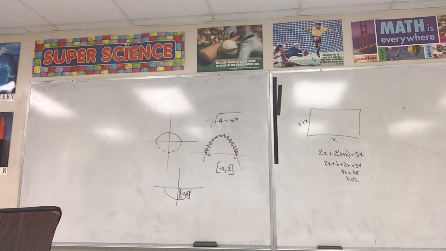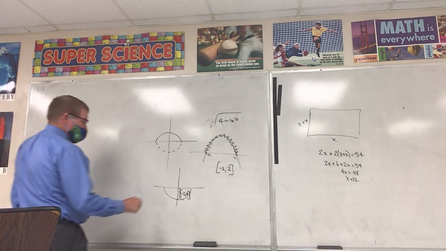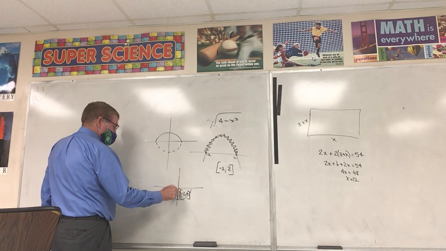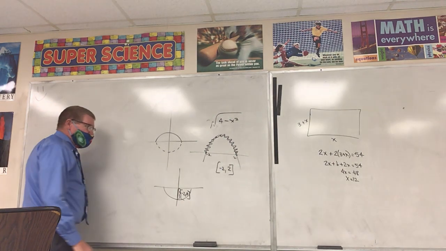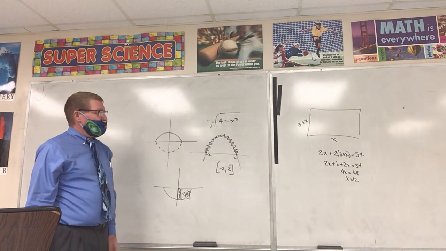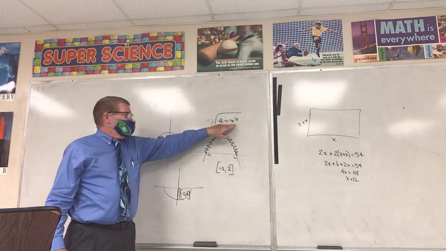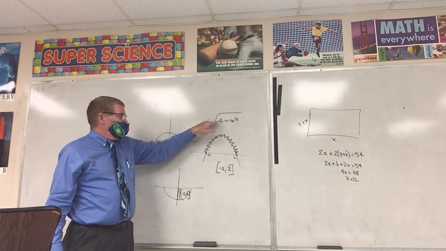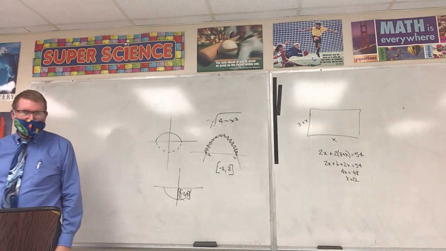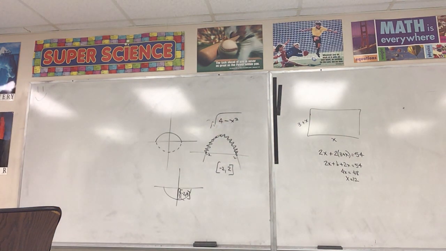Where are you getting negative 2? Because my radius here is 2, right? If I put 0 in for x, what do I get? You get 2. 4 minus 0 is 4, square root of 4 is 2, minus, negative 2. So you can check that way as well.